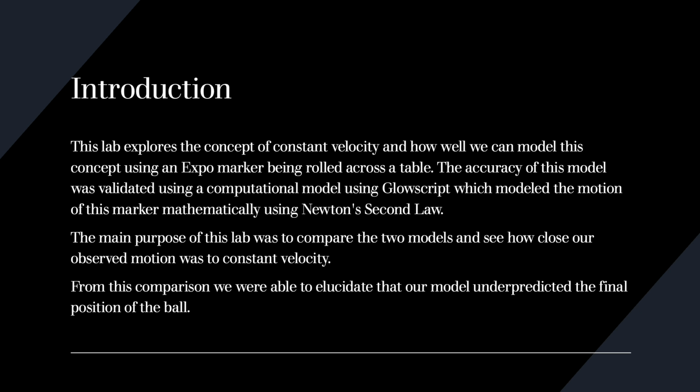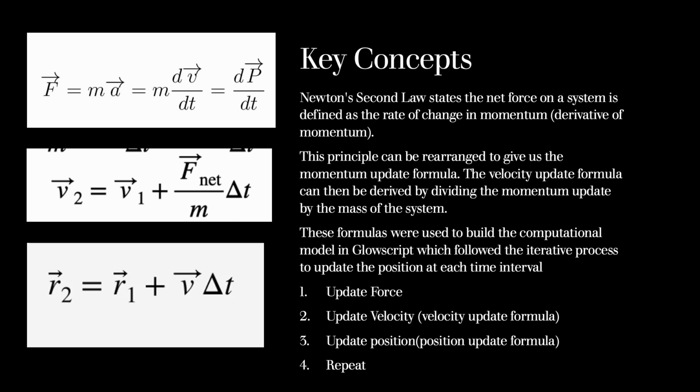The main purpose of this lab was to compare the two models and see how close our observed motion was to constant velocity. From this comparison, we were able to elucidate that our model underpredicted the final position of the ball. Now let's discuss the key concepts used in this lab.